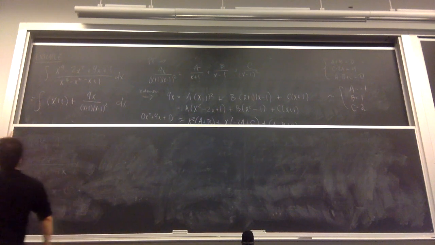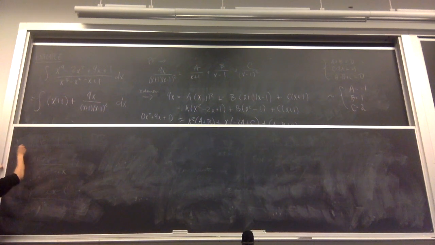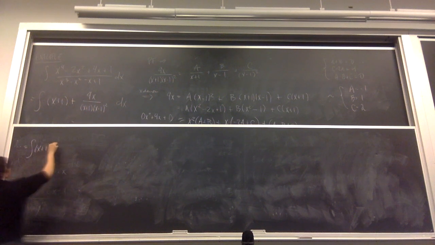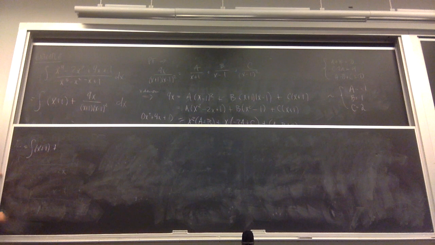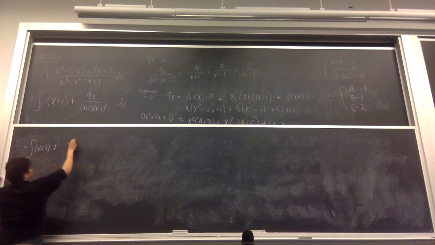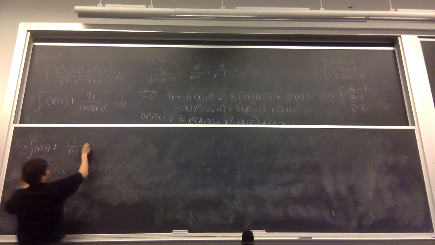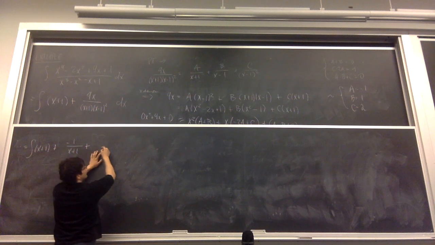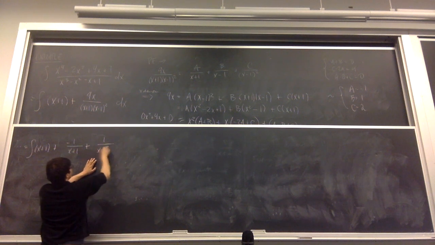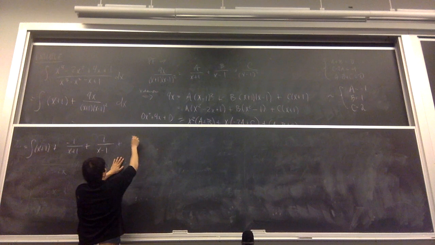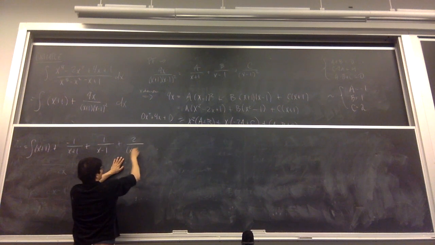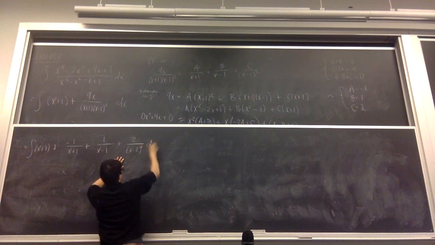Okay, so what do we get for that integral then? We're going to get the integral of x plus 1 plus, let's replace that fraction now with what we've discovered. So it's going to be a over x plus 1. So what's our a? Okay, so negative 1 over x plus 1. What's our b? 1 over x minus 1. And what's our c? 2 over x minus 1 squared dx.